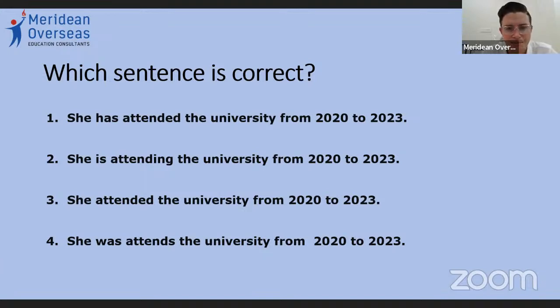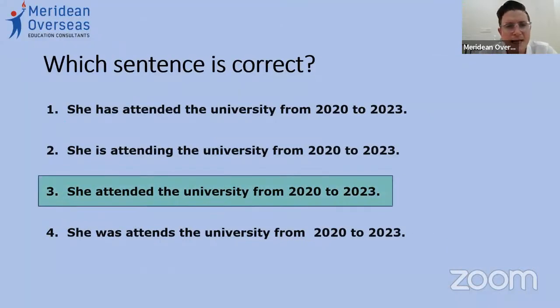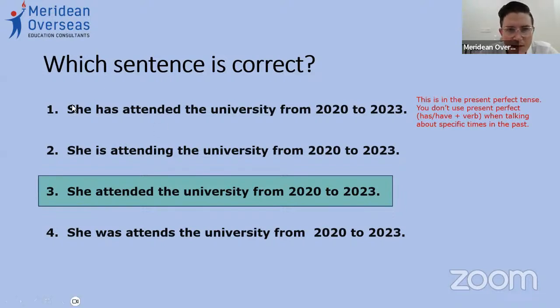Okay, so the answers. I can find where I was. Here we go. So the answer is she attended the university from 2020 to 2023. I'll explain why. So number one, this is wrong because it is in the present perfect tense. You don't use the present perfect tense when talking about specific times in the past.